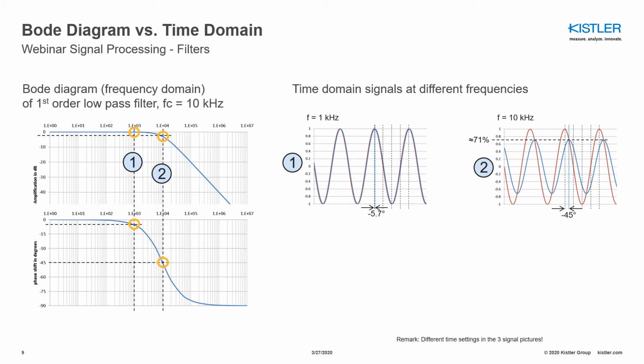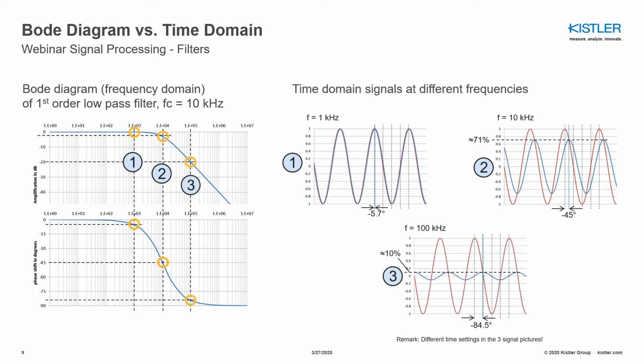So now again we are increasing the frequency to point number 3, which is at 100 kHz. Now if we have a look into the frequency response on the left side, we can clearly see that at 100 kHz we have an amplification of -20 dB, and if we check the phase response, we can see that we have a phase shift of roughly -85 degrees. So how does that look in the time domain?